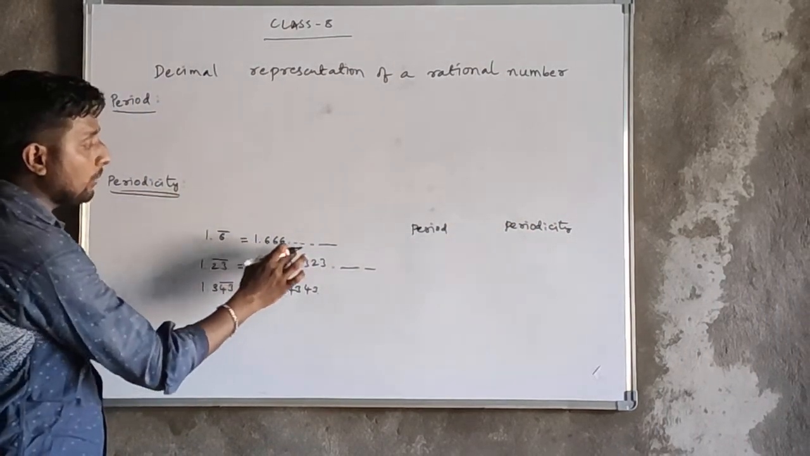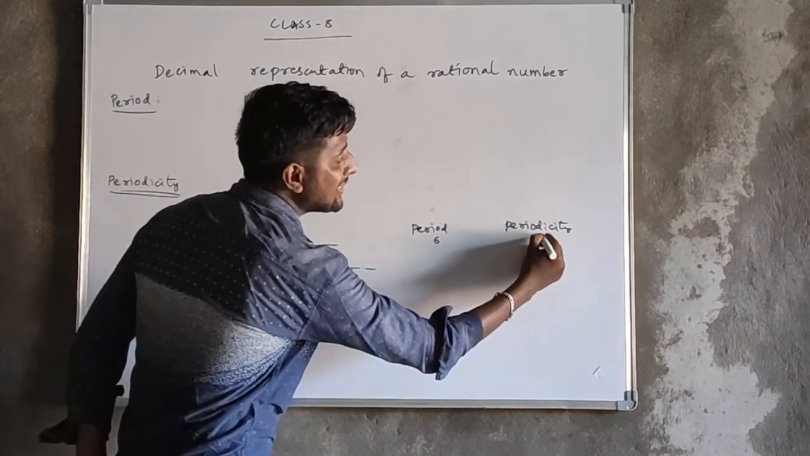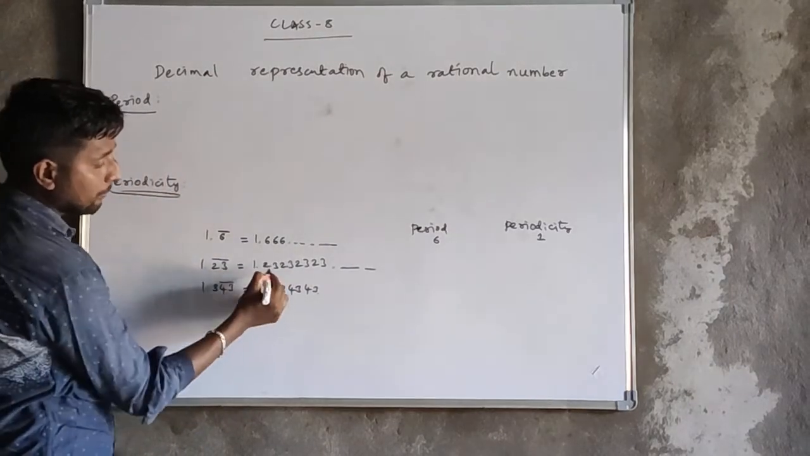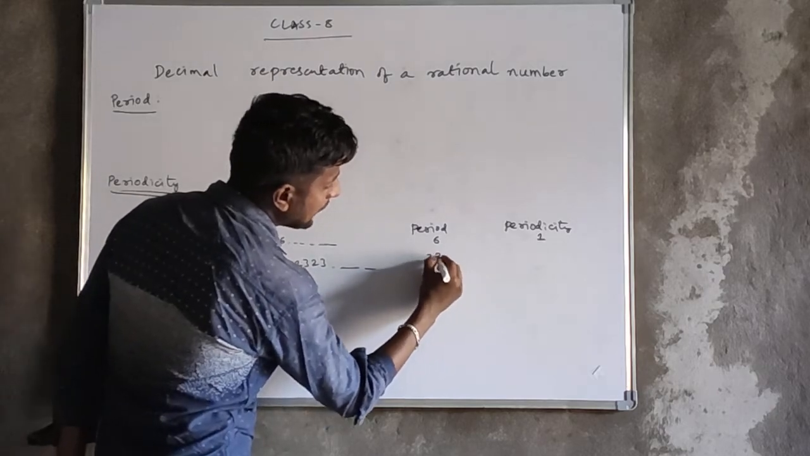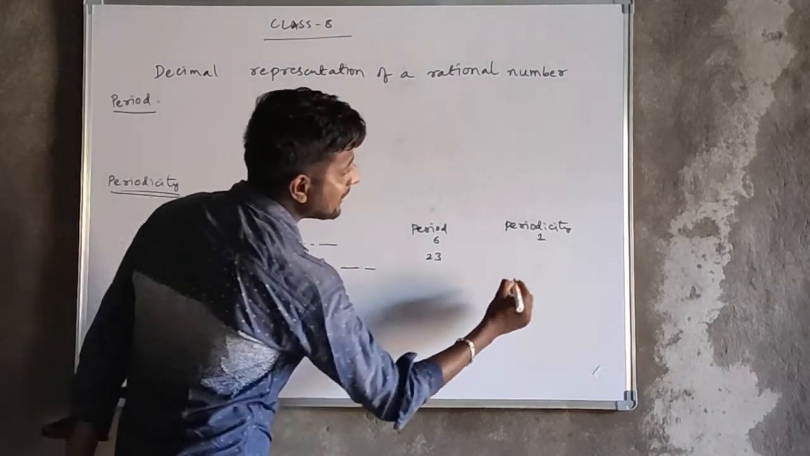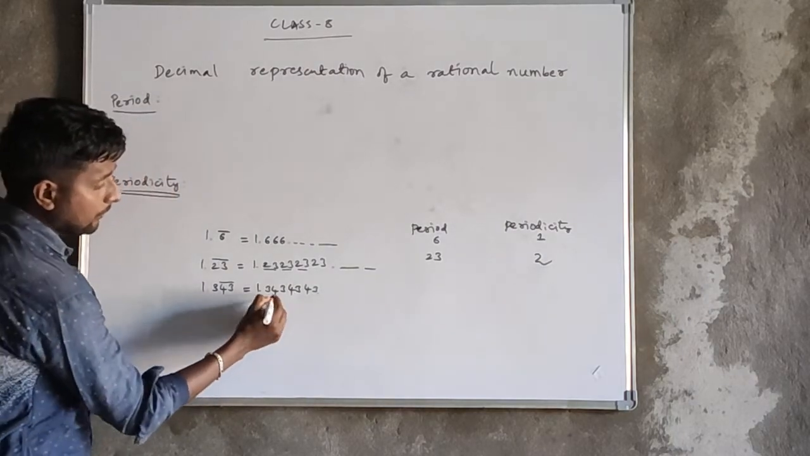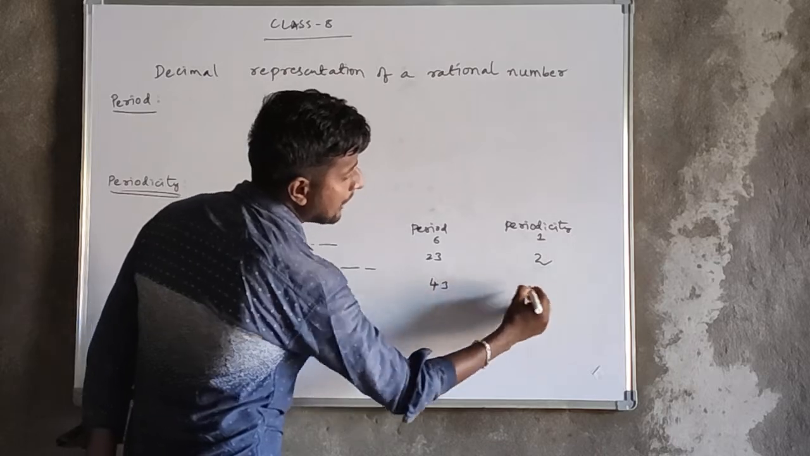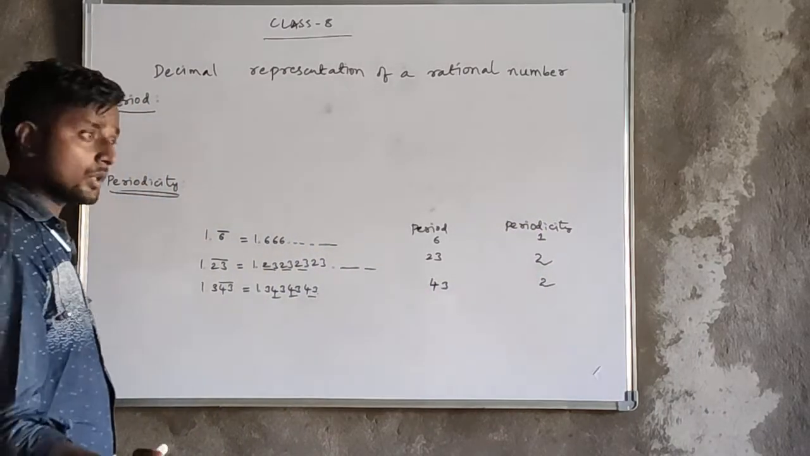So from this problem, the period is 6, the periodicity is 1. From this problem, period is 2, 3, 2, 3, repeating, no? 2, 3 and the periodicity is 2. In this problem, 4, 3, 4, 3, 4, 3, so period is 4, 3, periodicity is 2. So what did you observe here?